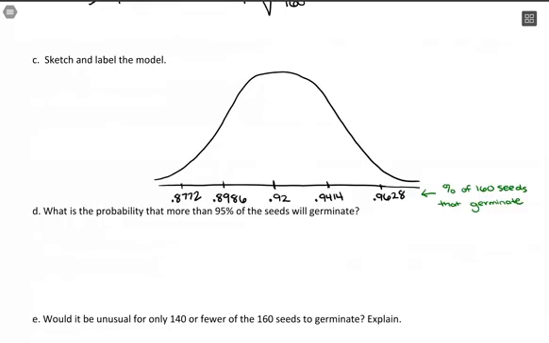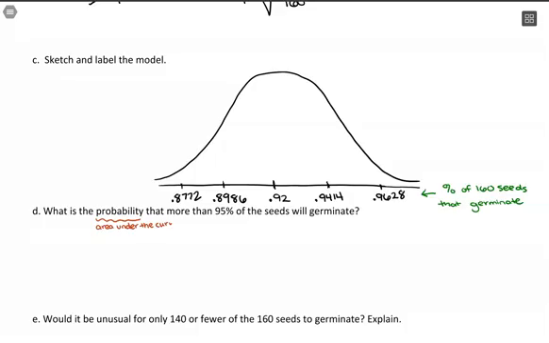So what's the probability that more than 95% of the seeds germinate? So this is giving us a number along the number line. Or really you could think of this, it's a probability question, which means we want to find area under the curve.